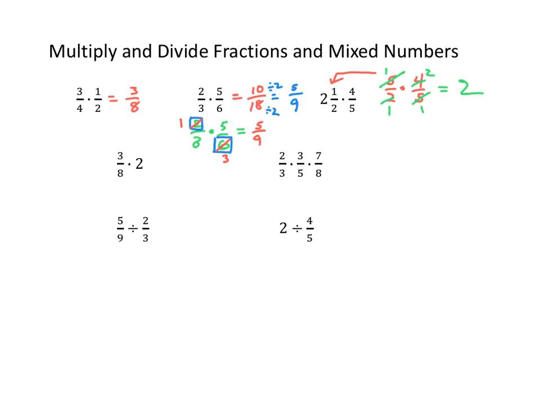Okay, when you multiply by a whole number, 3/8 times 2, this 2 is like 2 over 1. And you could reduce the 2 and the 8. 2 goes into this once and into this 4 times. So that's 3 times 1 over 4 times 1.